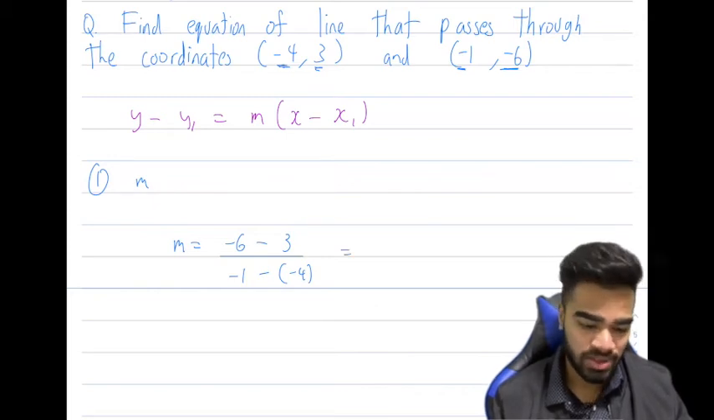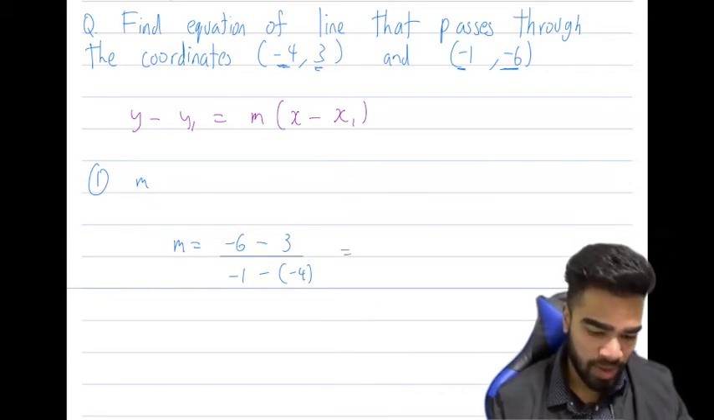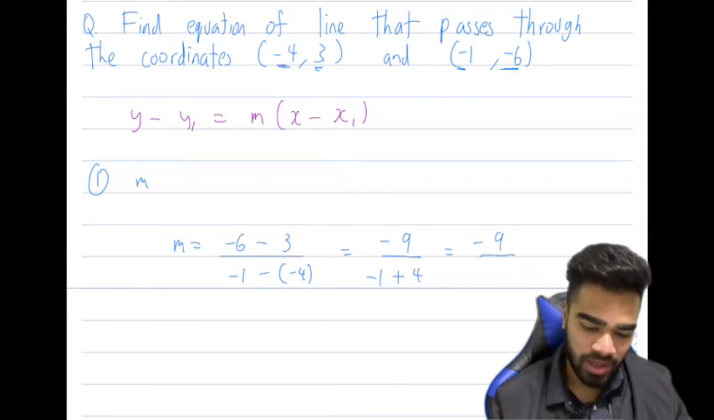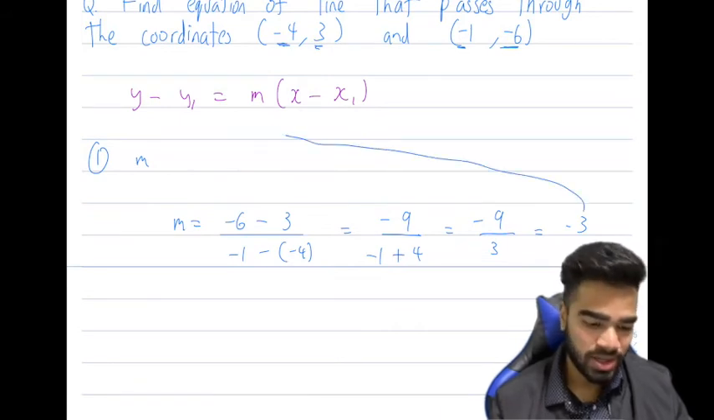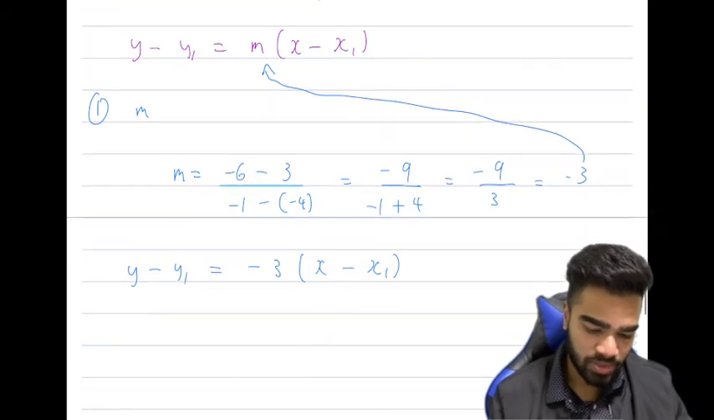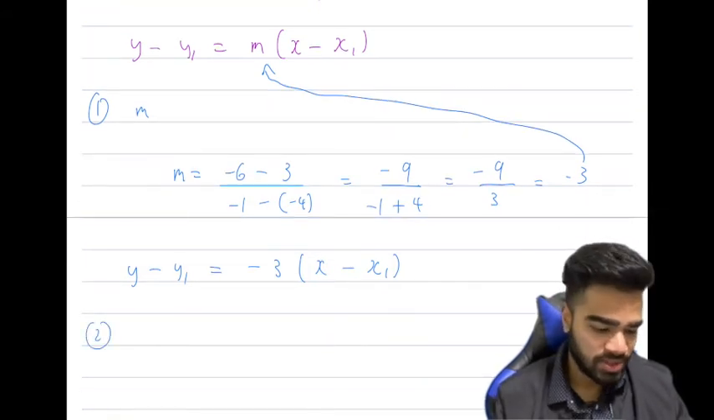Okay, y2, y1, x2, x1. Negative 6 minus 3 is negative 9 over negative 1, well, minus minus will make a plus, so plus 4. So it's going to be negative 9 over positive 3. So gradient this time is negative 3. Okay, so let's do it. So you sub negative 3 into m here. So you have y minus y1 is equal to negative 3, x minus x1. Okay, so then from here you sub in any coordinates.